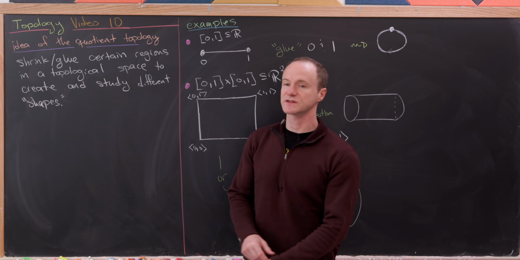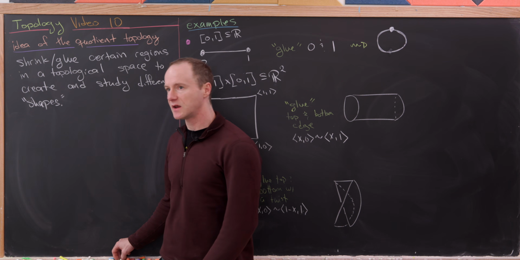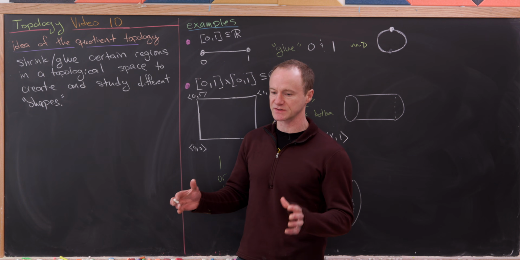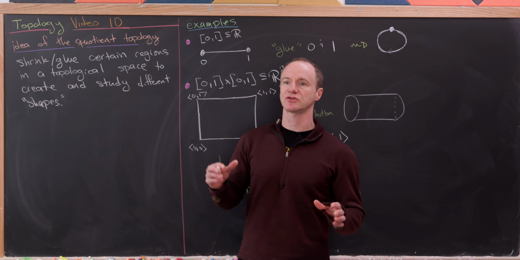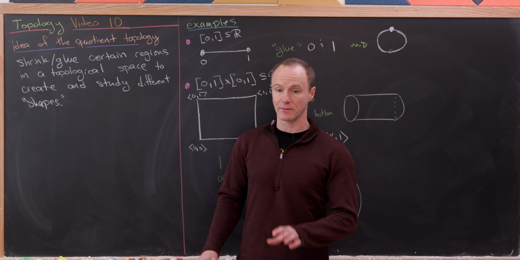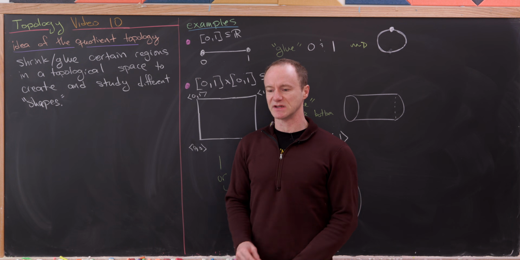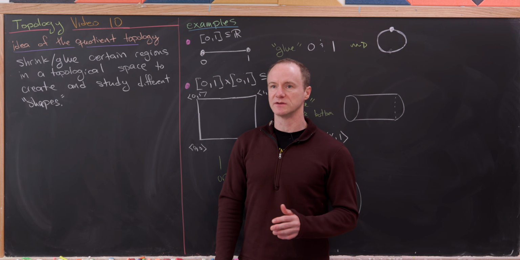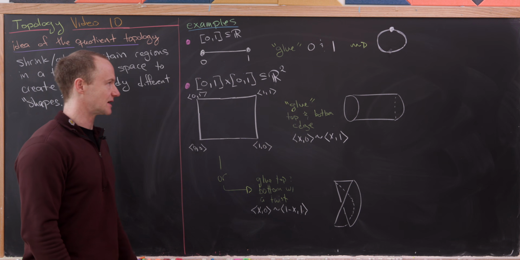This is the 10th video in our series on topology, and today we're going to talk about the quotient topology. The general idea of the quotient topology is you take a topological space and then you want to either glue or shrink certain regions of that topological space to create a new topological space in order to really study different shapes, if you will. But that's not a very careful way of writing it down, so we will build up a careful way of writing it down. But before we do that, I'd like to look at some intuition building examples.